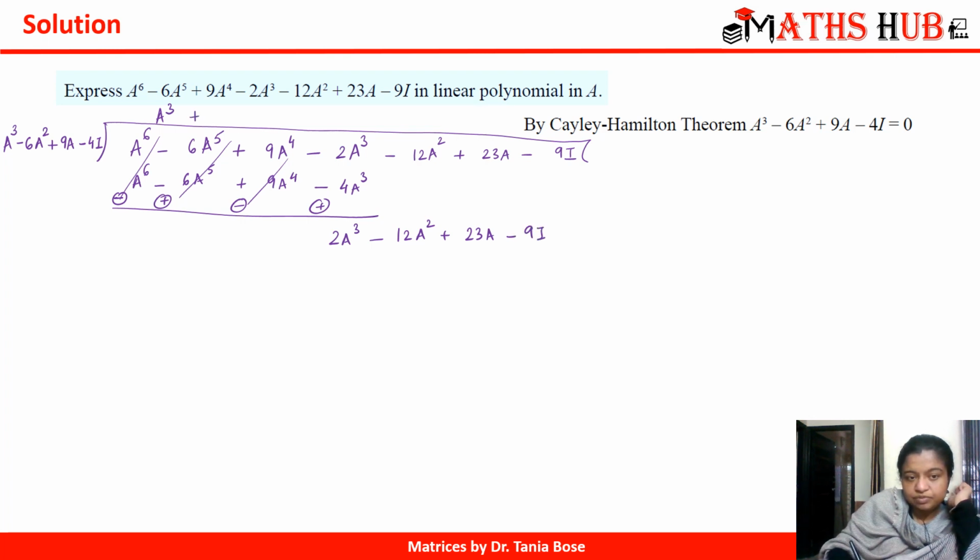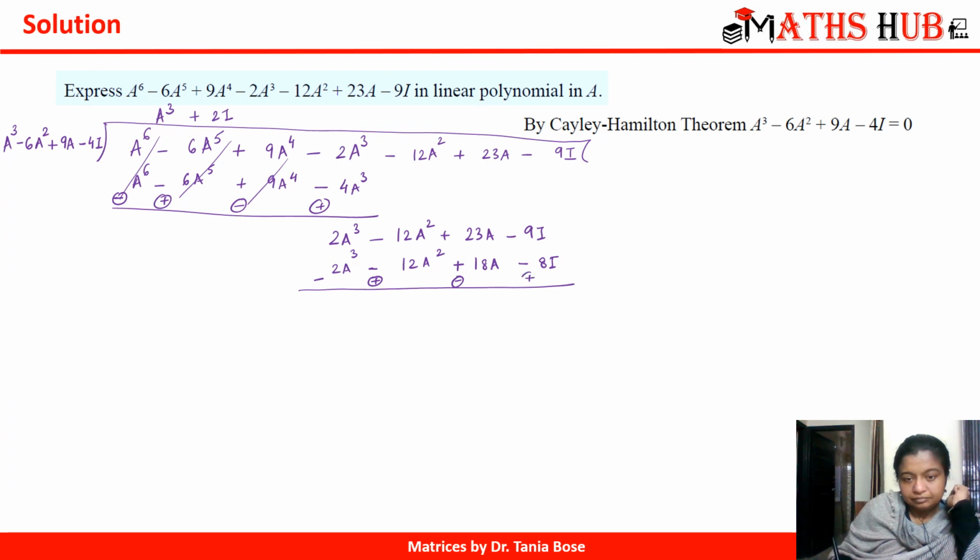Now we multiply this with 2 times I, so we have 2A^3 minus 12A^2, then 18A with a plus sign, and then we have minus 8I, right? And again we subtract. So this reduces. 23A minus 18A will become 5A, minus 9I plus 8I is minus I, right?